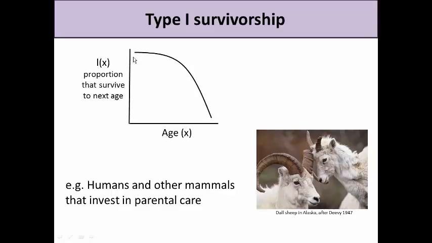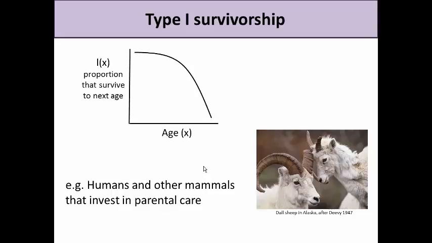Type 1 survivorship curves typically have very long survivorship at young ages and then drop off dramatically. It's not the best picture. Your book does a much better job. But it should have a very long survivorship at young age classes, followed by a precipitous decline at older age classes. So these are going to be organisms that generally are long-lived.